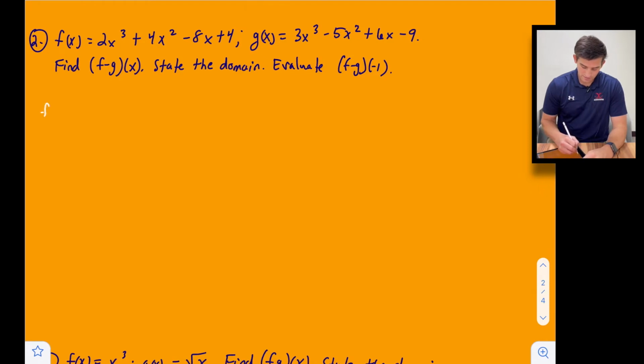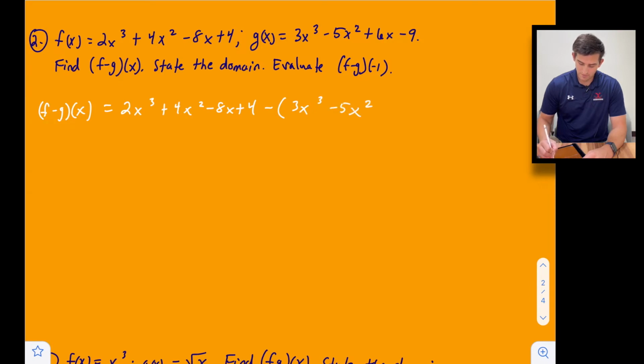So we're going to say f minus g of x is equal to, and we're just going to write these two functions, 2x cubed plus 4x squared minus 8x plus 4. Now I'm going to subtract the g of x function, 3x cubed minus 5x squared plus 6x minus 9.